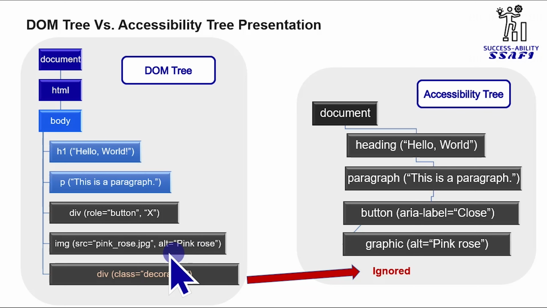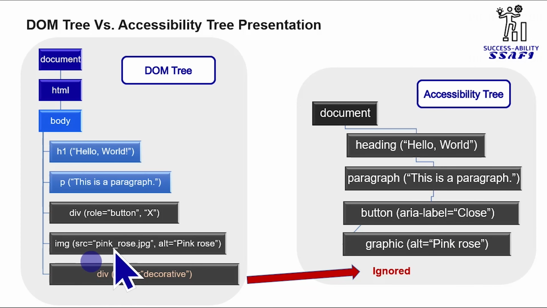So this being said, we have the image tag, but within the accessibility tree, the type of the element is going to be conveyed as an image or graphic. And the alternative text, which is equal to the accessible name or accessible label of this element, is pink rose.